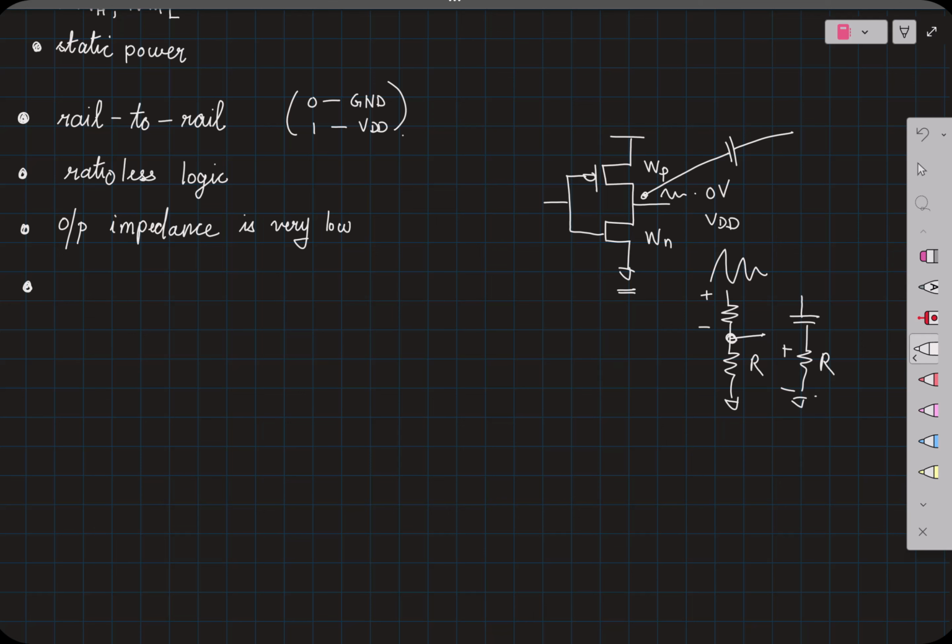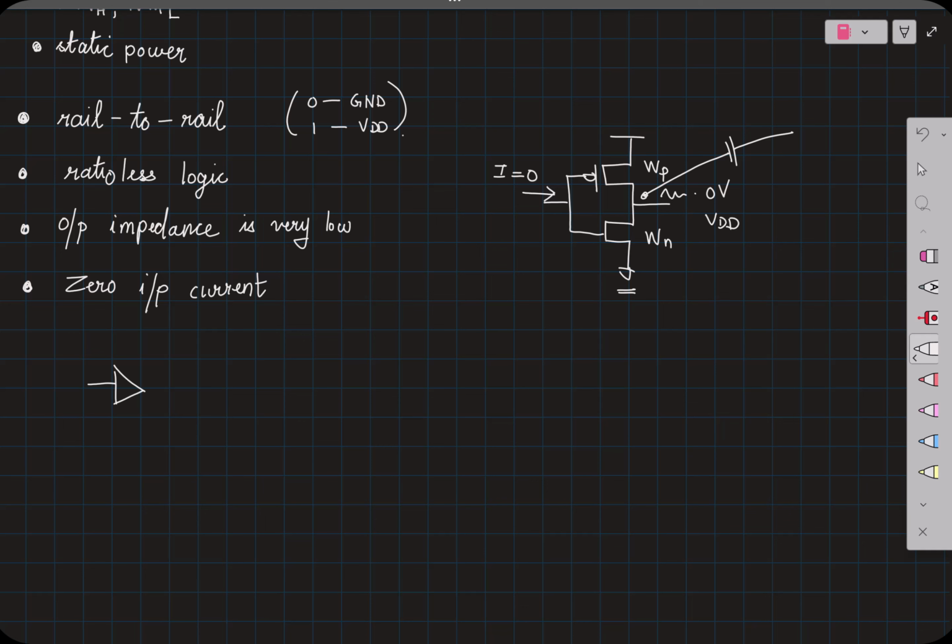Now, another interesting property that we did not focus on so far: what is the input steady state current for the CMOS inverter? What is this current? This is 0, right? So the CMOS inverter has a 0 input current. Why is this beneficial? Power is one part. What else? Let's say I had this inverter which was driving n inverters. Okay. Now the number of devices a particular gate is driving, you can call that fan out.